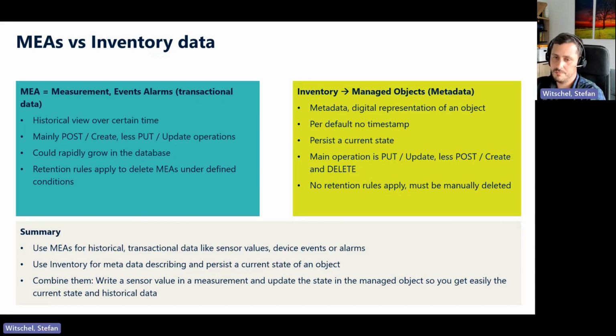And of course, you can combine them. This means you have measurement values, you have events, which contain a state where you want to have this historical view, but you would also maybe update the state of the managed object. So you can actually do that. You just create an event, and this is the second operation, you update the inventory object and set the state to the new value coming from that device.